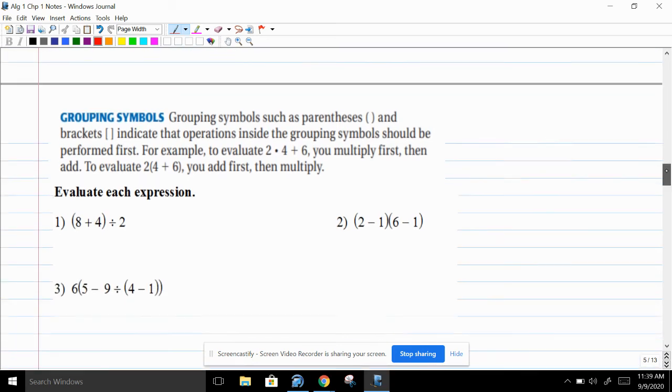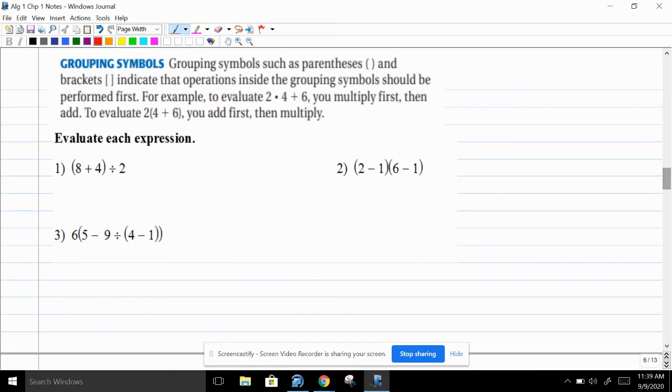Moving right along. Now we're going to do some problems that have some grouping symbols in them. So now we're going to incorporate parentheses. This right here is just a reminder that all grouping symbols indicate that operations inside the grouping symbol should be performed first. So in example number 1, division comes before addition. But because the addition is in the parentheses, that's what I'm going to do first. 8 plus 4 is 12.